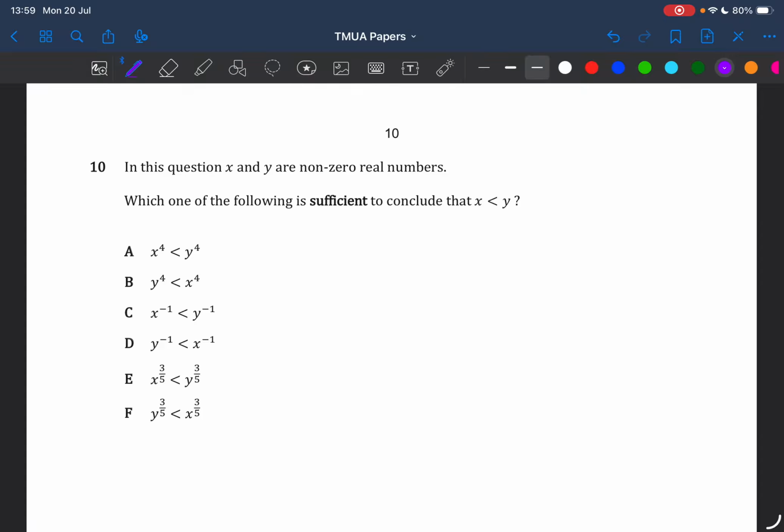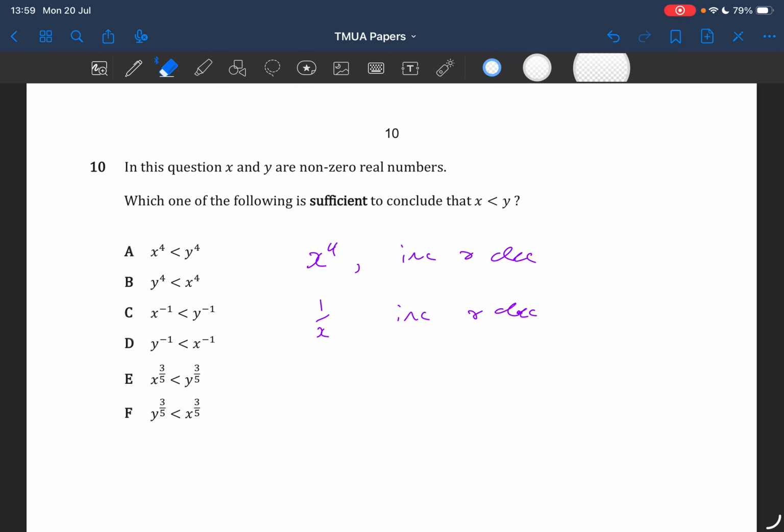The easiest way to think about it though is the fact that when we have x to the 4, this both increases and decreases. If we have 1 over x, again, it both increases and decreases. Whereas if we think about the 3/5, it doesn't. It is monotonic, I think. It always goes in one direction, it never changes direction.